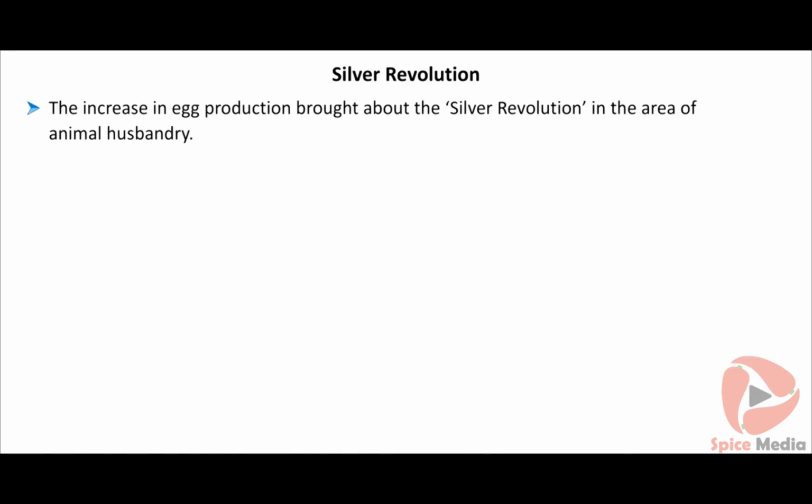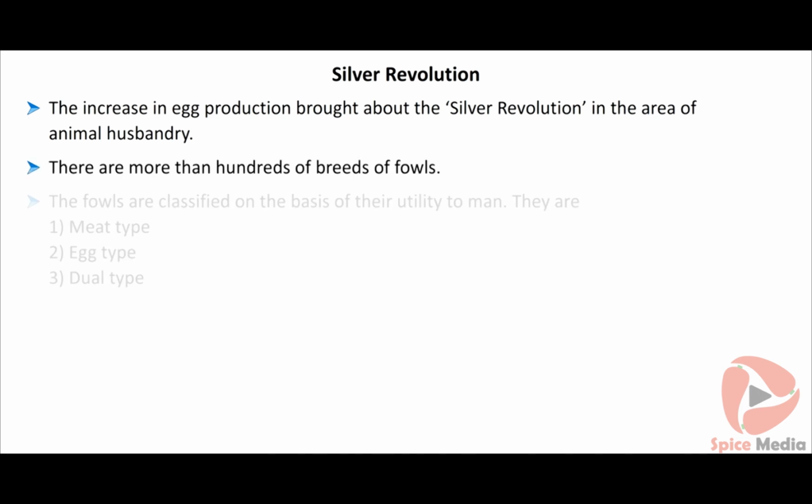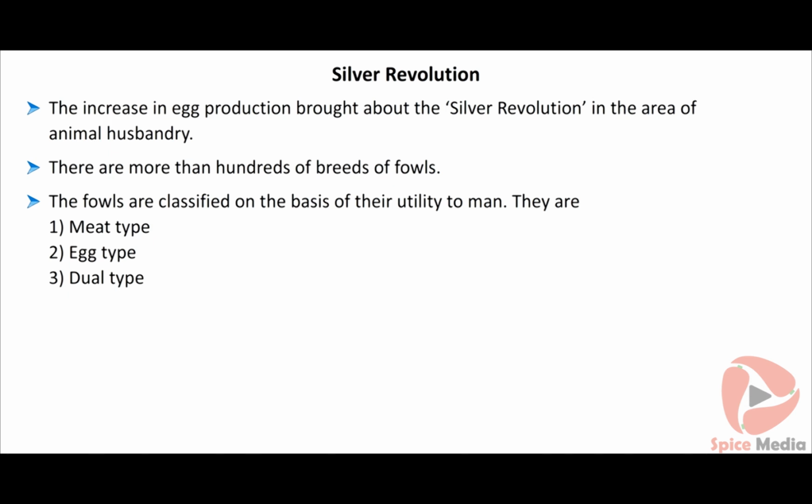The increase in egg production brought about the silver revolution in the area of animal husbandry. There are more than hundreds of breeds of fowls. The fowls are classified on the basis of their utility to man. They are meat type, egg type, dual type.